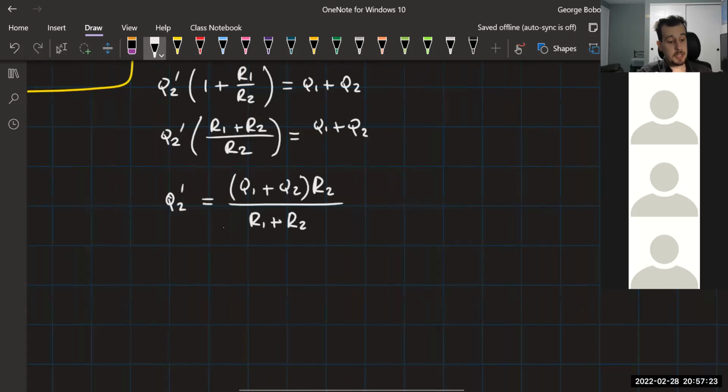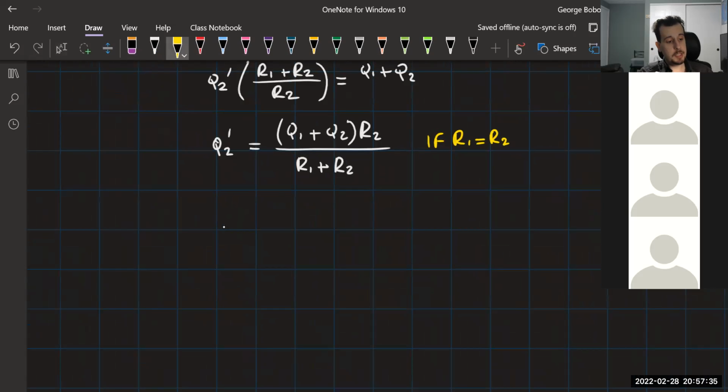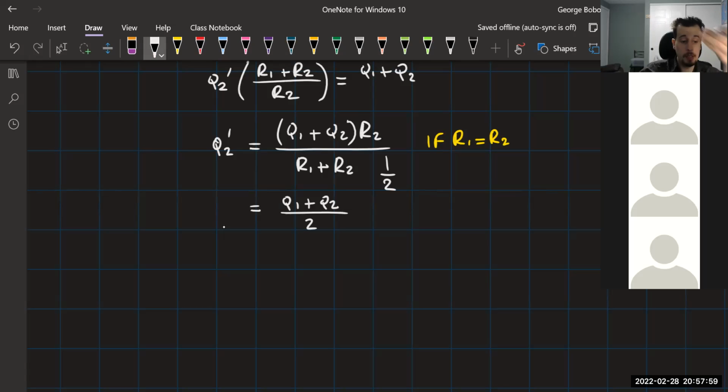Now, does this make sense as a result? Let's see. If R1 is equal to R2, what happens? Well, you get here that you're going to have (Q1 plus Q2) over 2. Because again, these are going to add to 2R and cancel the R on the top, so you're going to be left with 1/2. And you get half the charge. It makes sense. If the spheres have the same size, your new charge is going to be half of the total. You're going to give the one sphere half of the total.